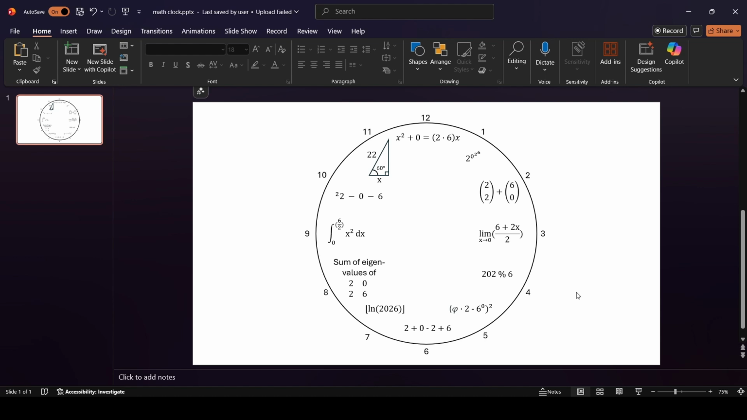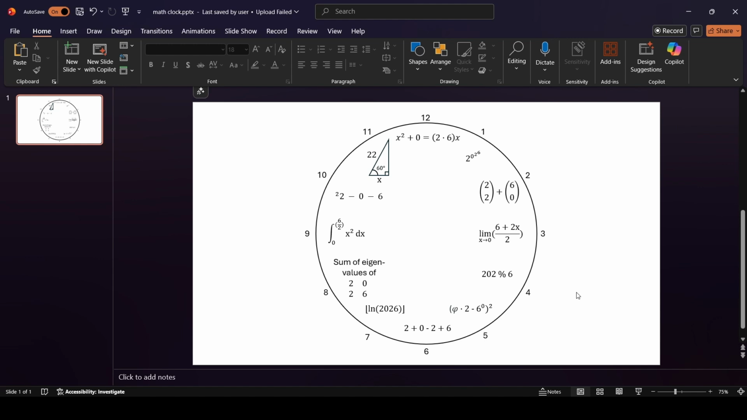And then finally, I have x squared plus 0 equals 2 times 6x, which, if you simplify it, is just x squared equals 12x. I wanted this equation to be able to represent both 0 and 12, and so the solutions to this equation are x equals 0 and x equals 12.